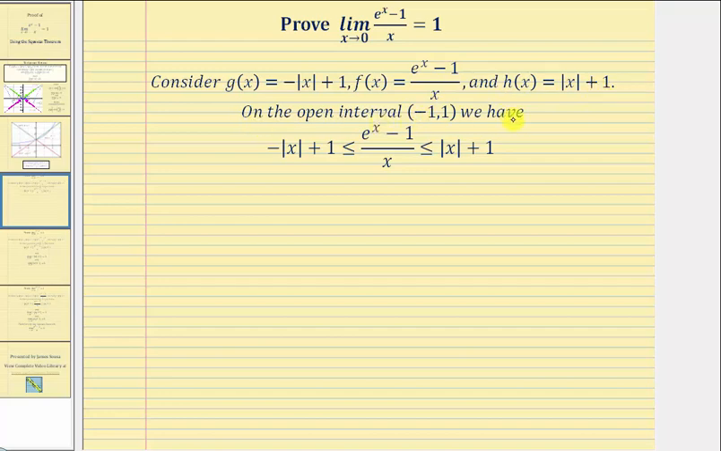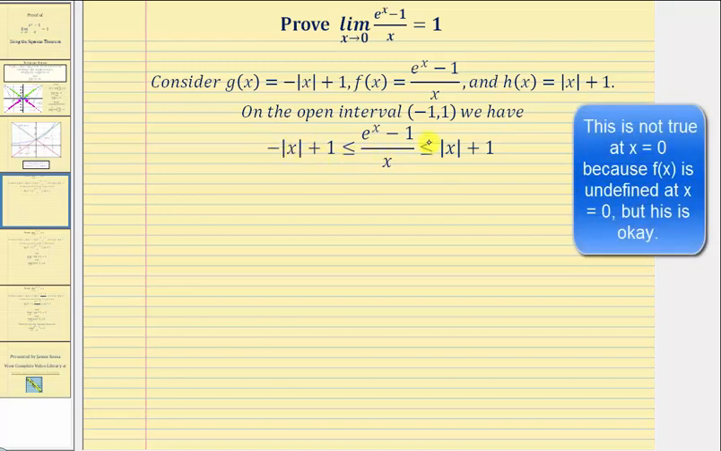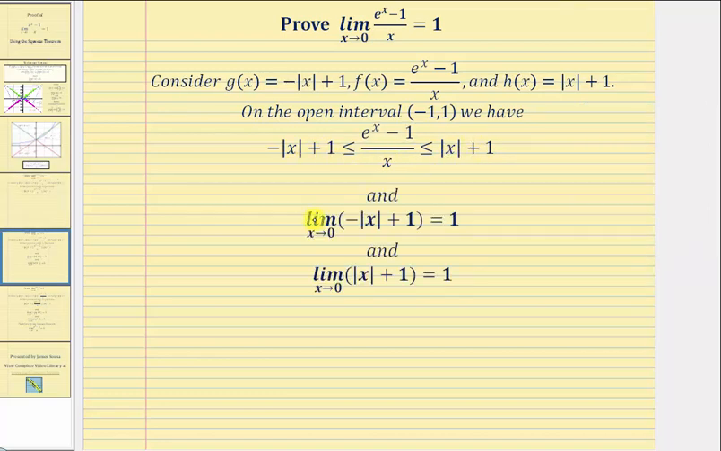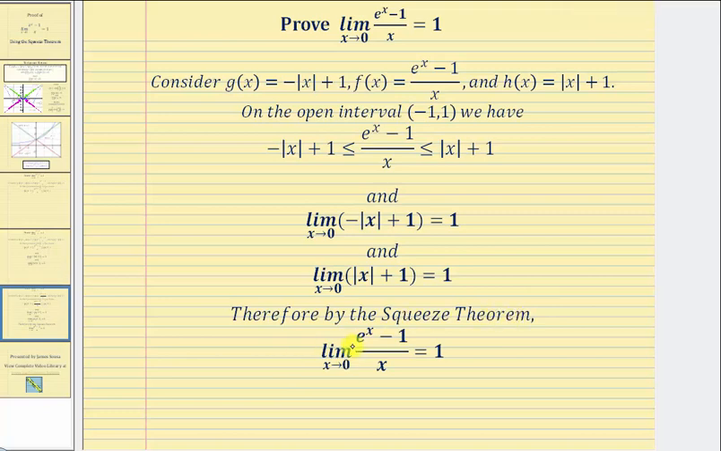On the open interval from negative 1 to 1, we do have that the quantity e to the x minus 1 divided by x is always greater than or equal to negative absolute value of x plus 1 and less than or equal to the absolute value of x plus 1, which we just saw graphically, and the limit as x approaches 0 of negative absolute value of x plus 1 equals 1, which we can determine by performing direct substitution, and the limit as x approaches 0 of the absolute value of x plus 1 also equals 1, and that's all we need to show, and therefore by the Squeeze theorem, it follows the limit as x approaches 0 of the quantity e to the x minus 1 divided by x must also equal 1.